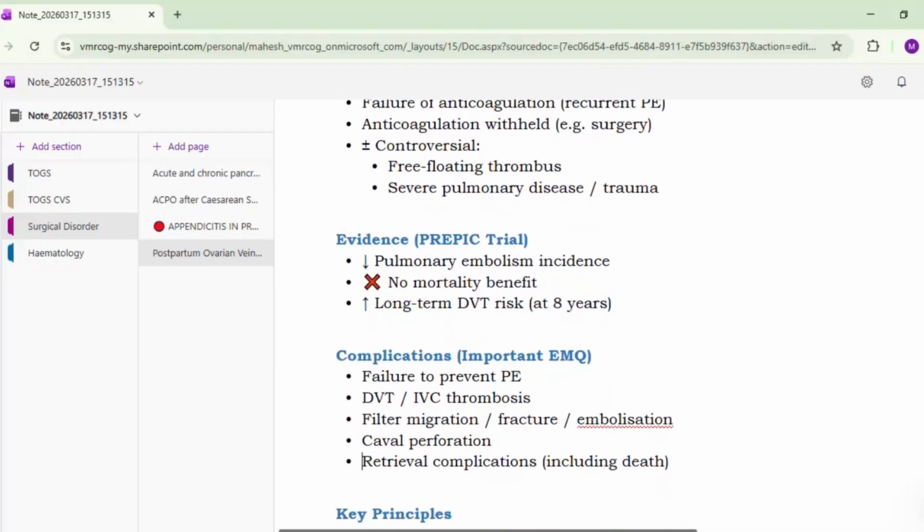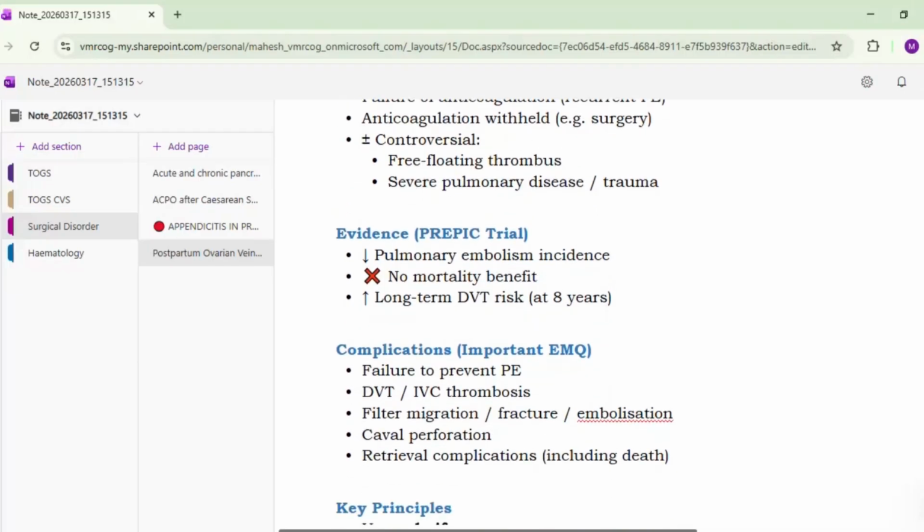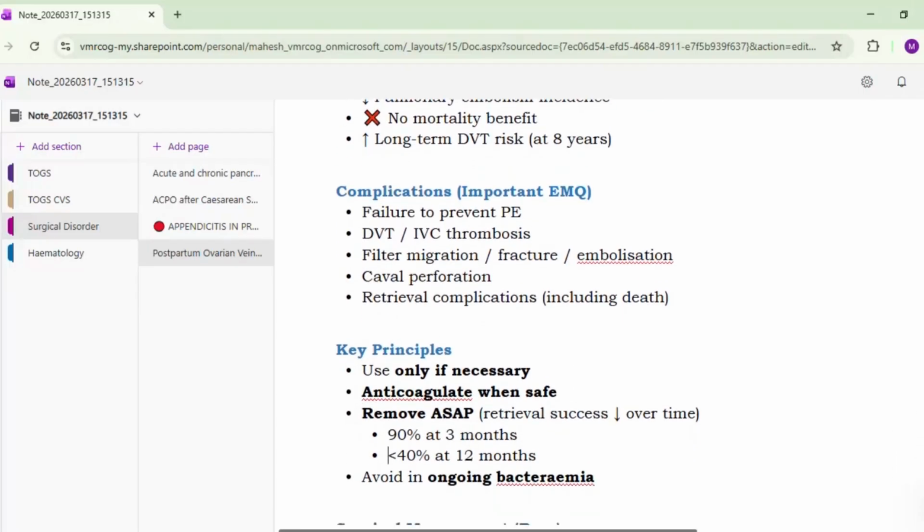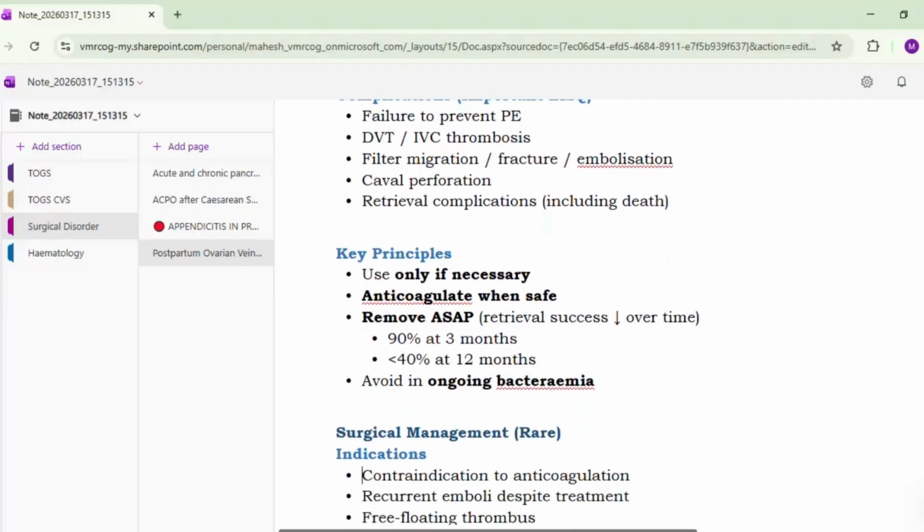So evidence: there is a decreased pulmonary embolism incidence. However, there is no benefit for the mortality, and increased long-term DVT risk is noted. Complications: failure to prevent pulmonary embolism, DVT or IVC thrombosis, filter migration, fracture or embolization, caval perforation, and retrieval complications, including death, have been reported.